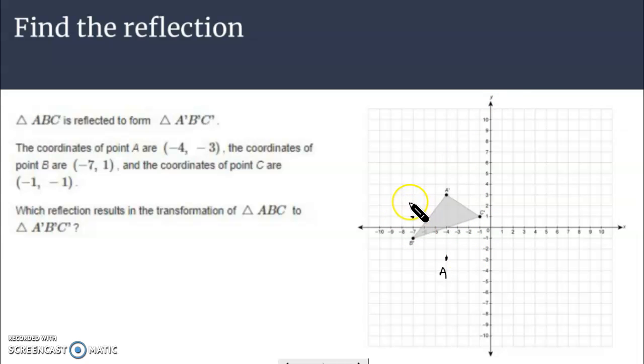And C is negative 1, negative 1 right here. And let's see what this looks like here. If we connect the dots with a straight line, it seems like we are reflecting over the x-axis. This is the mirror image right here. The reflection is over the x-axis.